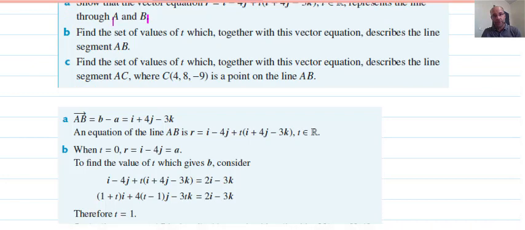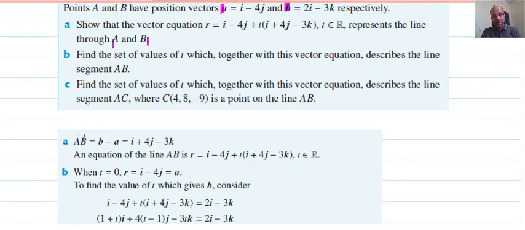So all we need to do is find AB, the vector AB, and we basically need to go b minus a first of all, and then use one of the points as the position vector. The point A given above there has been used in that capacity, so you can see that there. We've basically then, in our usual form, the td part, which you see there, links to that there. So that's familiar. Now find the set of values of t together with this vector equation that we just found to describe the line segment AB.